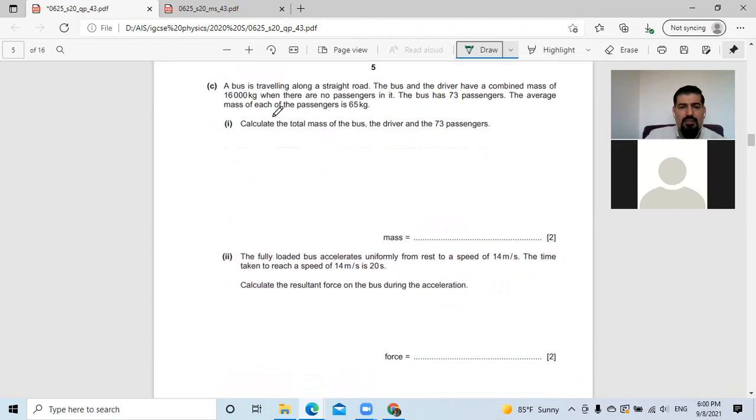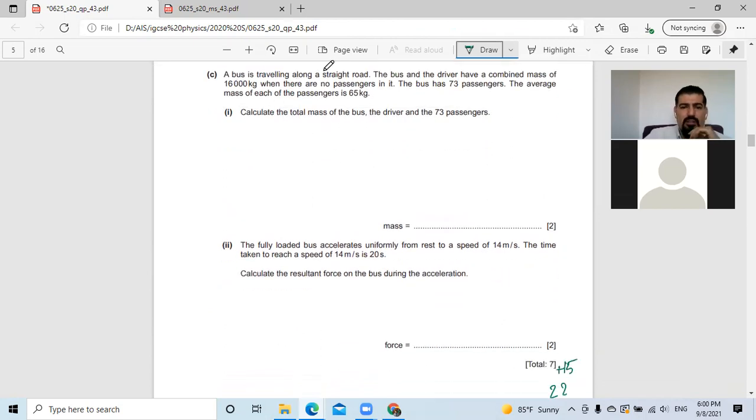A bus is traveling along a straight road. The bus and the driver have a combined mass of 16,000 kilograms when there is no passenger on it. The bus has 73 passengers with an average mass of 65 kilograms. Calculate the total mass of the bus with the 73 passengers.